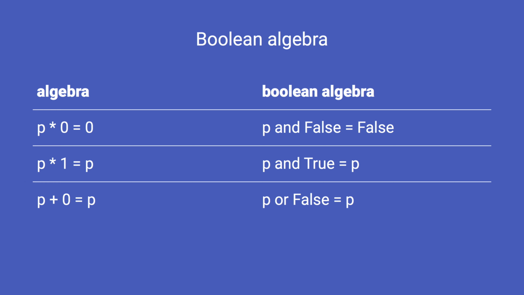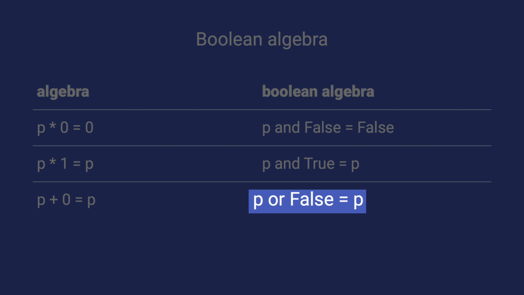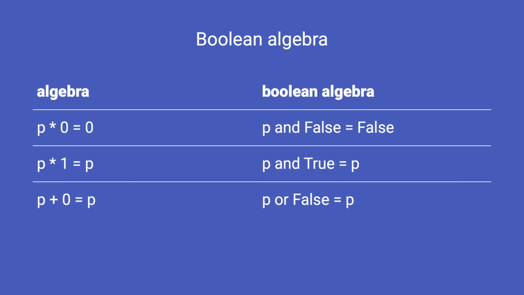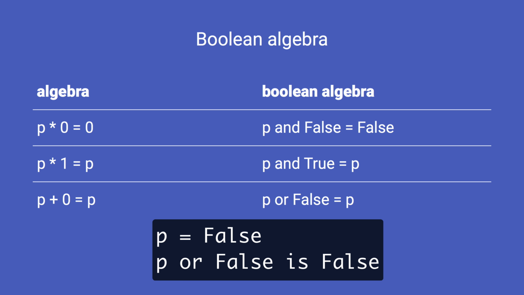The arithmetic rule that states if you add 0, you do not change the value has the corresponding Boolean algebra rule that if you OR a Boolean value with false, you get the same Boolean value. Again, there are only two cases. If p is true, true or false is true, which is the value of p. If p is false, false or false is false, which is the value of p.